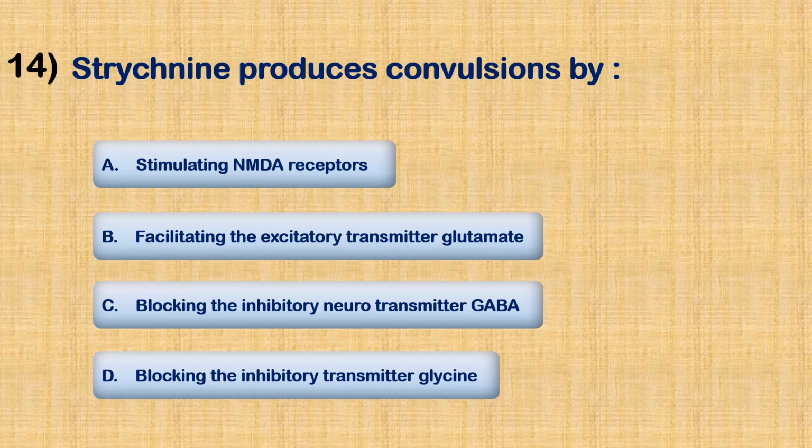So strychnine is an alkaloid from the seed of Strychnos nux-vomica, which is a potent convulsant. Strychnine acts by blocking the postsynaptic inhibition produced by the inhibitory neurotransmitter, that is glycine. So the correct answer is option D, blocking the inhibitory neurotransmitter glycine.